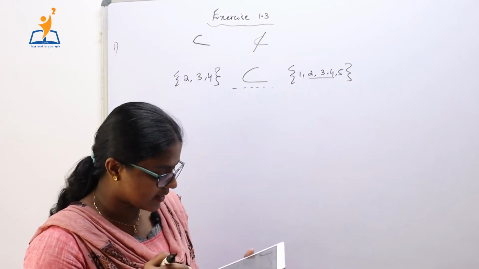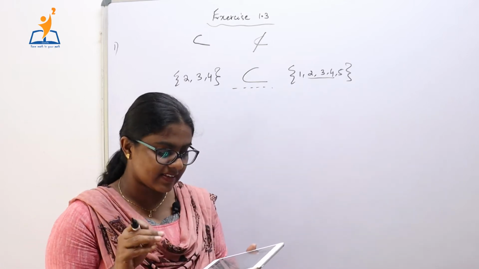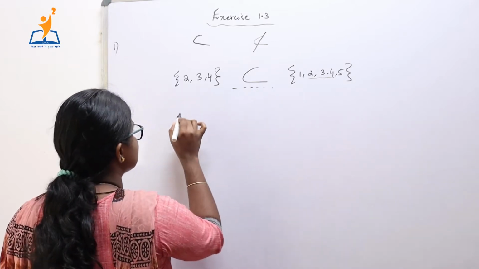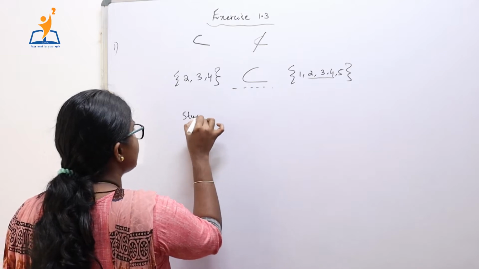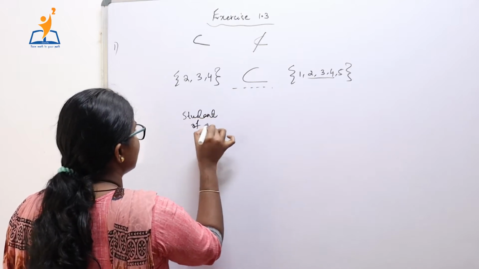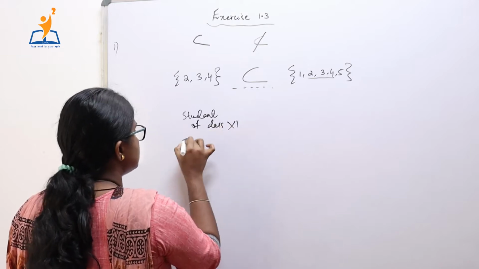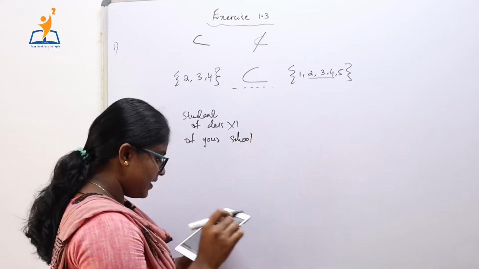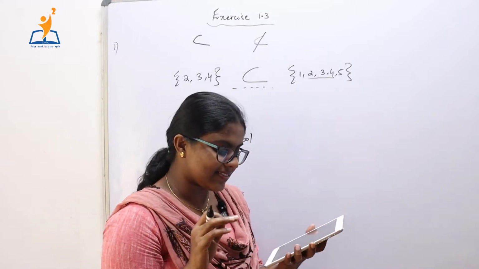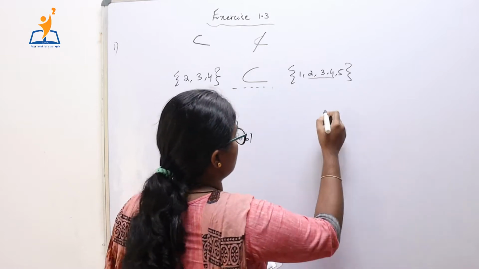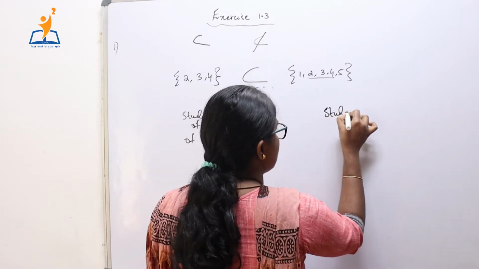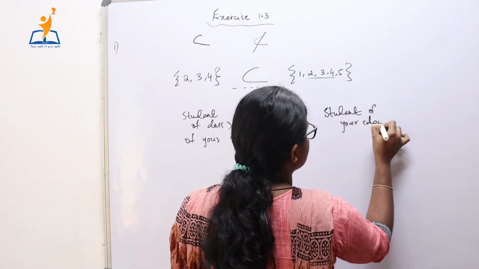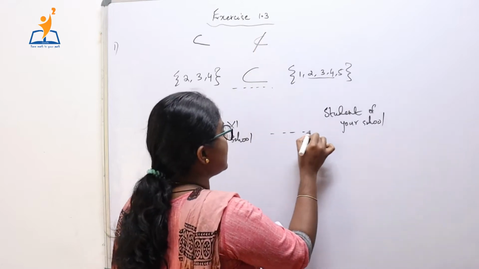Now the next subpart: the set of all x such that x is a student of class 11 of your school. And the other set here is the set of all x such that x is a student of your school, any student of your school. Now we have to put either this or that symbol here.